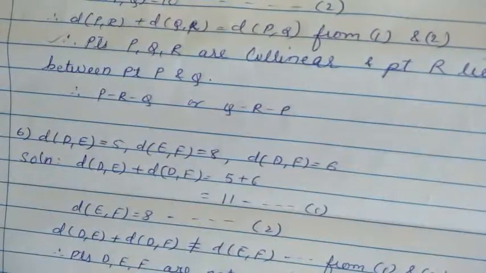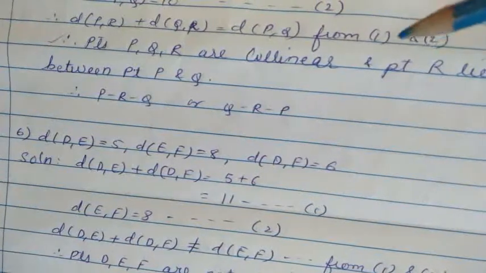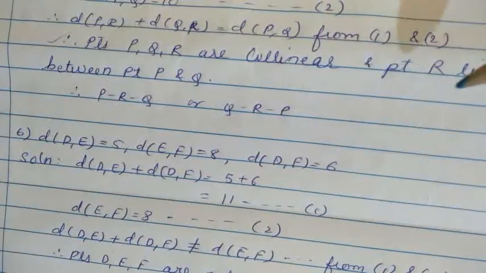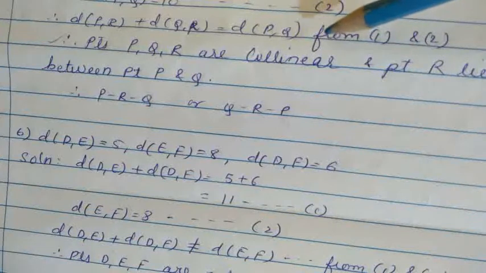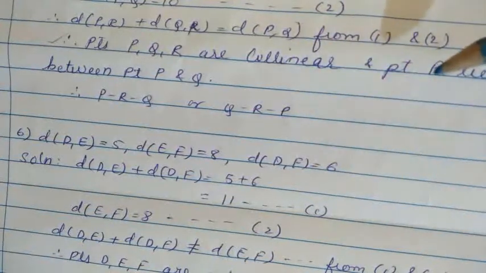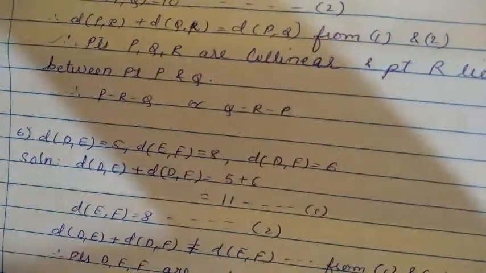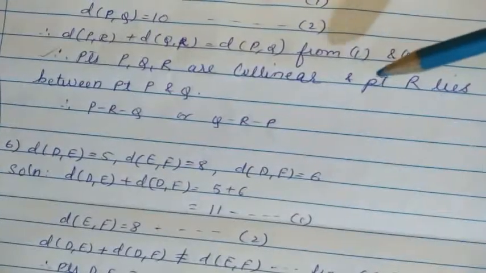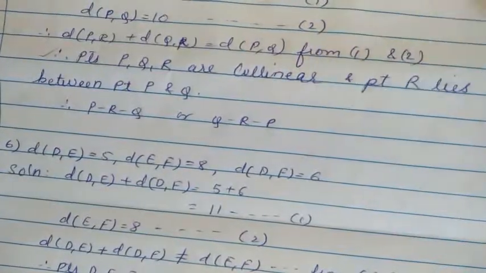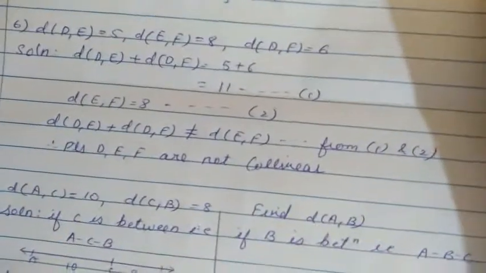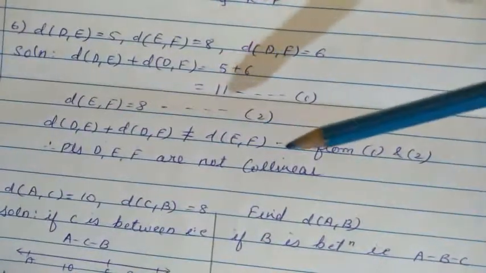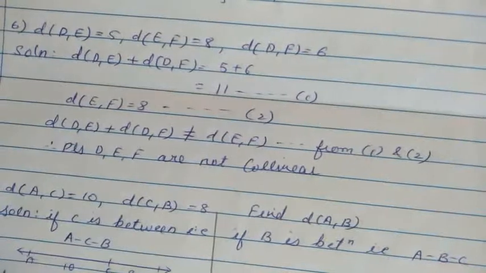In the similar manner, you can solve the remaining sums from the exercise which are based on the first and the sixth type of questions. That is, if the points are collinear, then betweenness exists. And as per the sixth sum, if the points are not collinear, then betweenness does not exist.